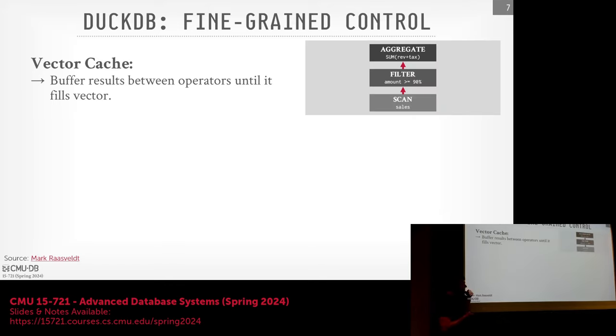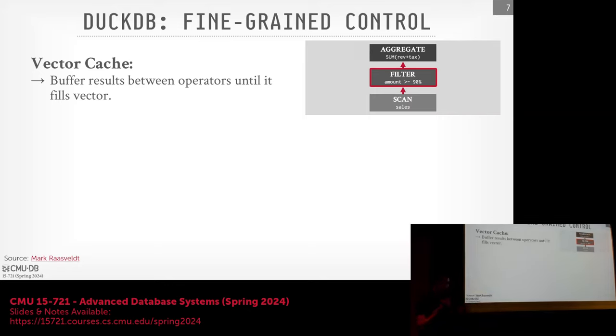So you can do things like, if my scan is producing not a lot of data as it's going up, rather than having the filter send up a bunch of half empty or semi-full vectors, you can basically pause things, have it buffer the output between the filter and the aggregate, and then when that fills up, you say, okay, now you can start executing again.